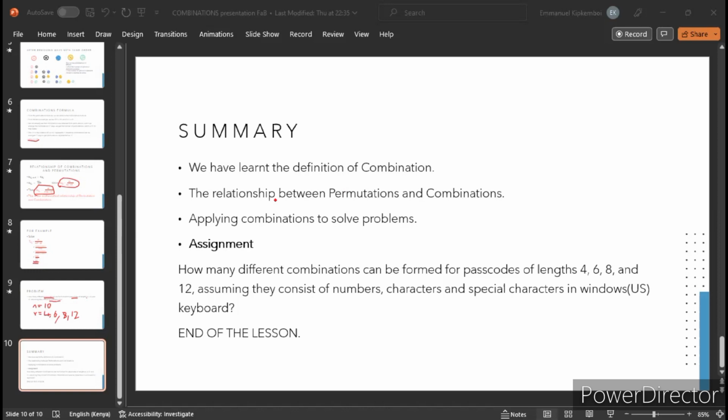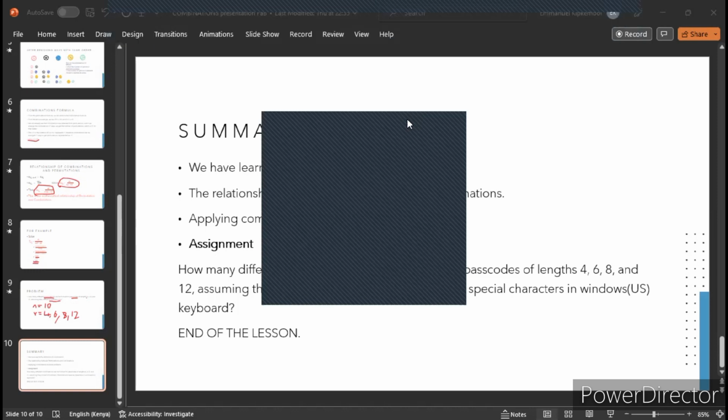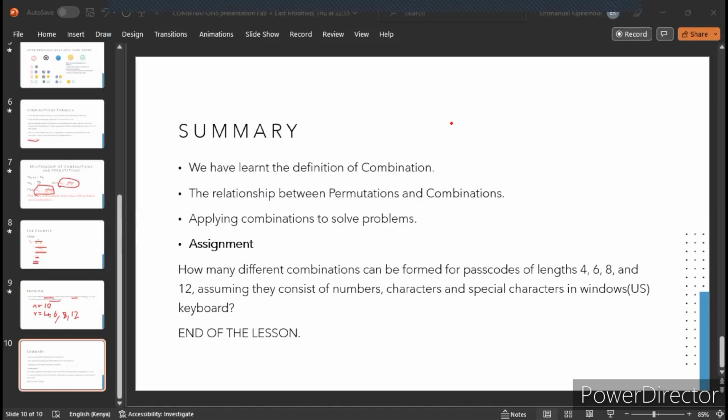Who can tell me the relationship between permutation and combination, the mathematical relationship? Jacob? Are you there? Stella? She's not around. Daisy? Hey guys, are you in? Yes, we are in.